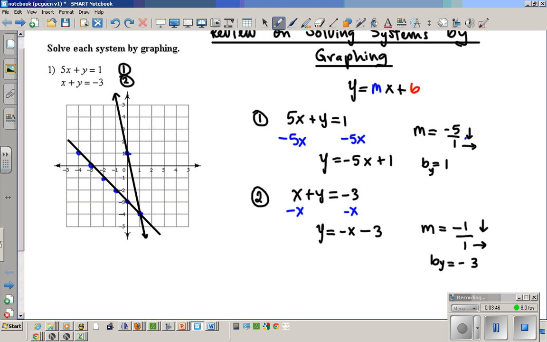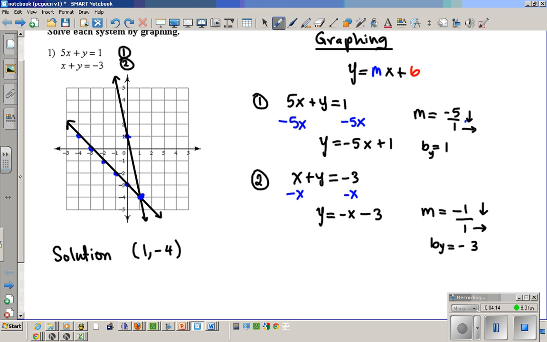So what is our solution to this system of equations? The solution is basically the intersection, right? So where did the two lines intersect? The two lines intersect right here. The coordinates of the intersection are your solution. So this is 1 for the x coordinate, and this is negative 4 for the y coordinate. So our solution is 1 comma negative 4.